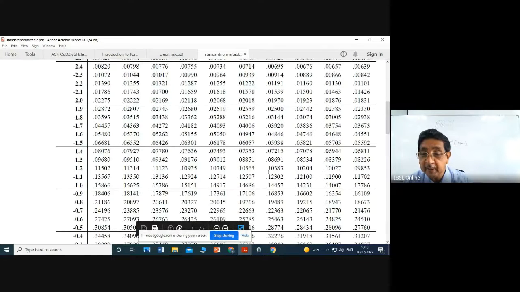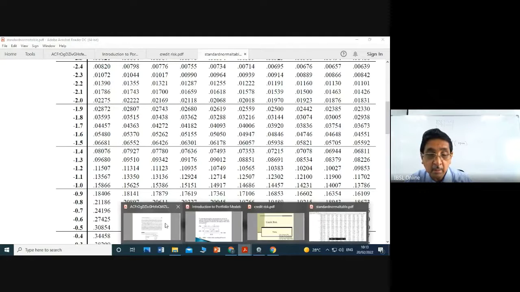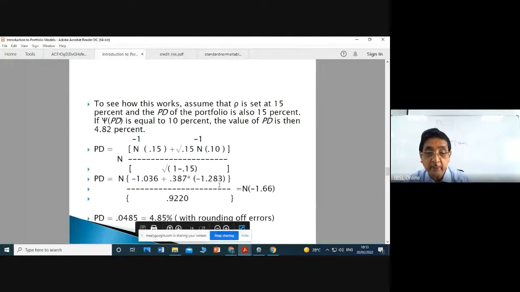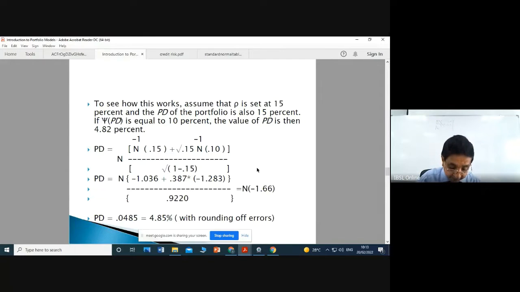Minus 1.28, yes, 1.283. Took it as that, 1.283. Then just the square root of 1 minus 0.5, that is 0.85, the square root of that is 0.92195. You can put it as 0.922, that's correct.